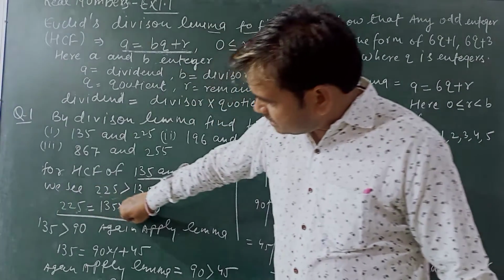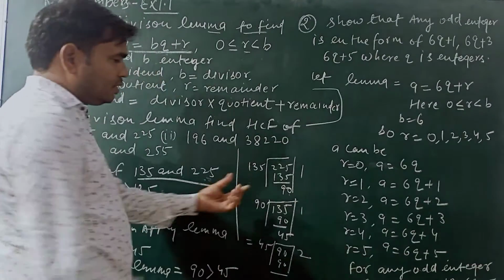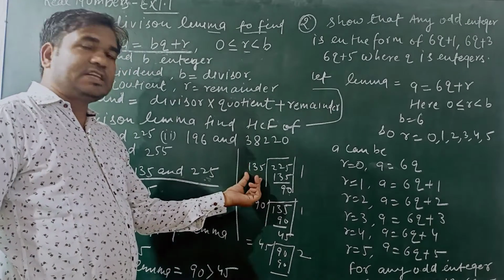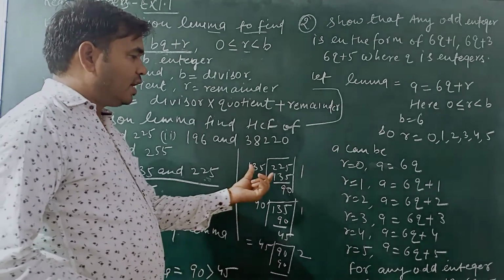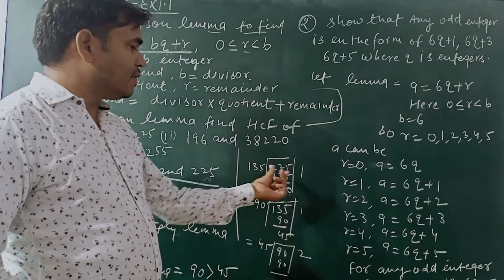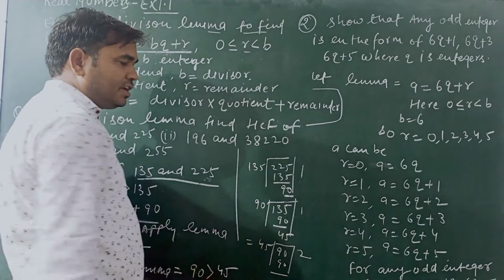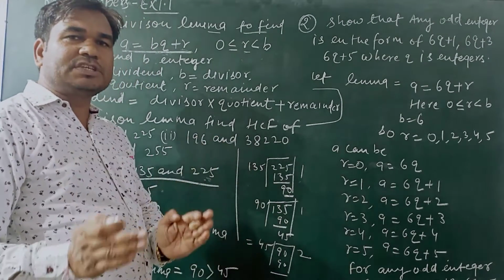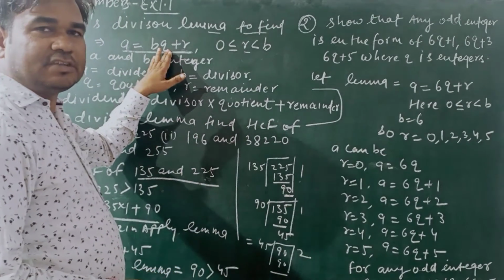We find this condition by dividing. We take the two numbers: 135 is the divisor and 225 is the dividend, the greatest number being the dividend. After dividing, we find the quotient 1 and the remainder 90. So this is the divisor, and we have to satisfy the division lemma. This is the condition we have to satisfy.